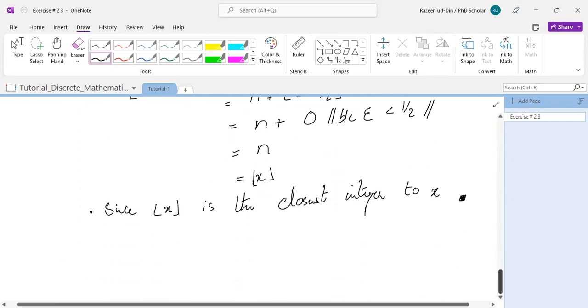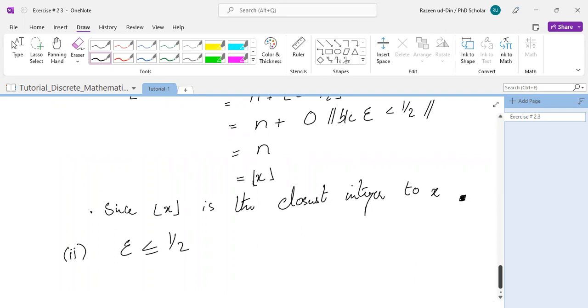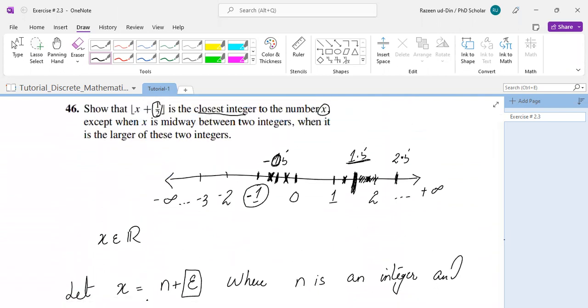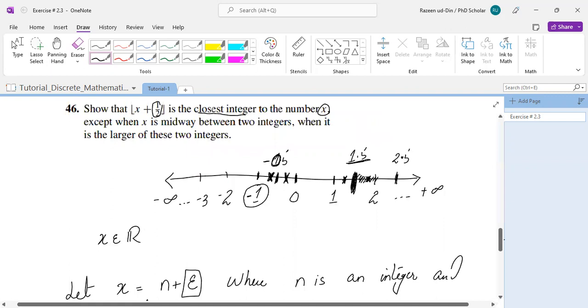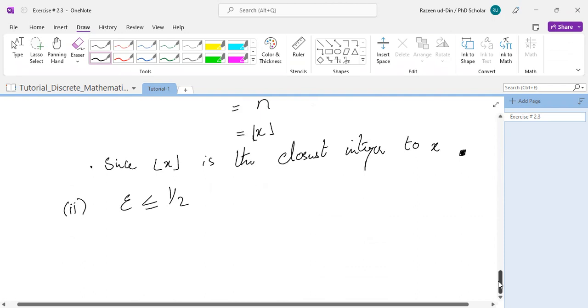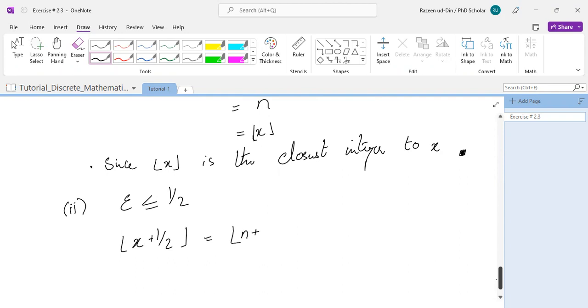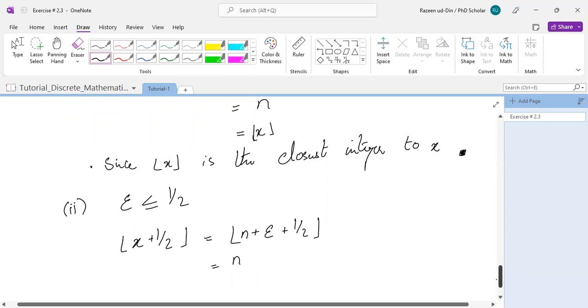Okay, let's check it out too. So the second case, when epsilon is greater than or equal to half, right? Now we know that when epsilon is half, the point is the midway point, and for epsilon greater than half, we get this point as an epsilon. Okay, so now the floor of x plus half equals the floor of n plus epsilon plus half. Again, this will be n by the property we showed in the starting table and in our lectures too. So this becomes the floor of epsilon plus half.